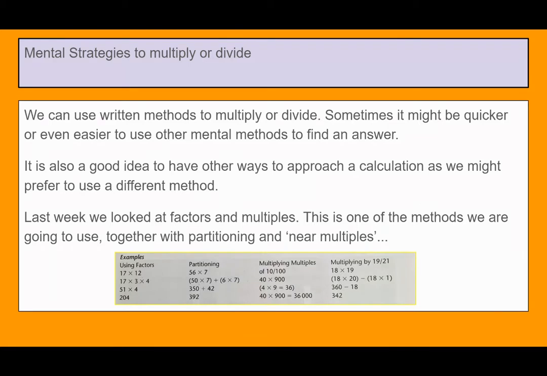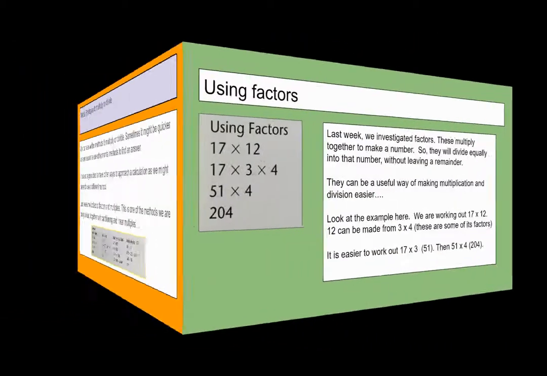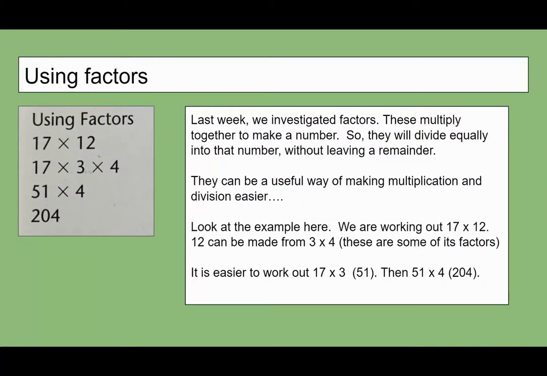And it's a good idea to have other ways to approach calculation, as we might prefer to use a different method anyway. We all work in different ways. So we're going to use factors and multiples as one of the little tricks to multiply and divide. So we can use factors. Last week we investigated factors, and these multiplied together to make a number. So we used factor pairs last week. They will divide equally into that number without leaving a remainder.